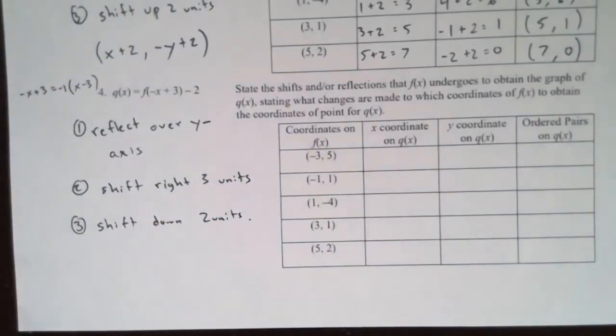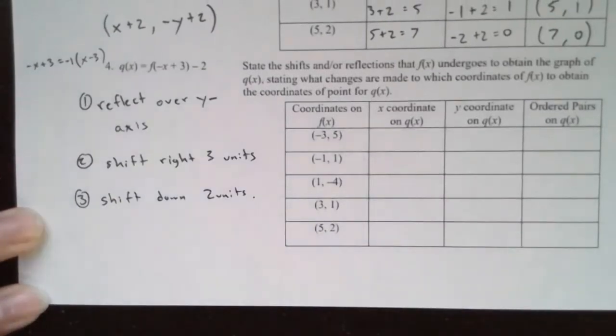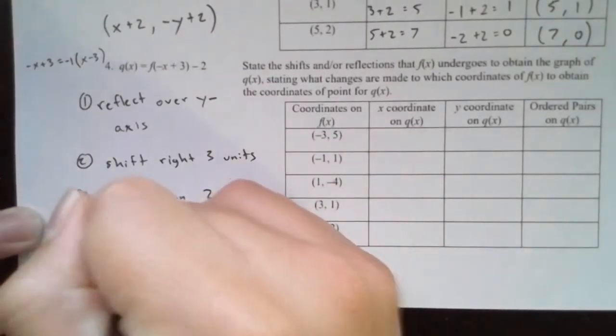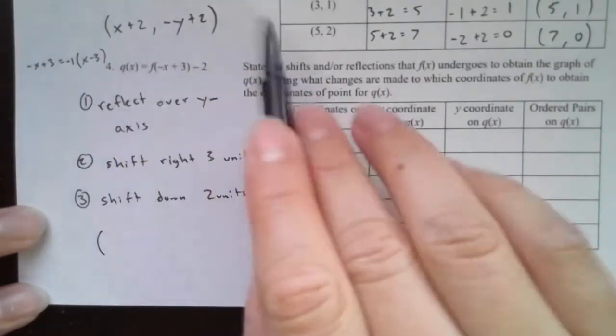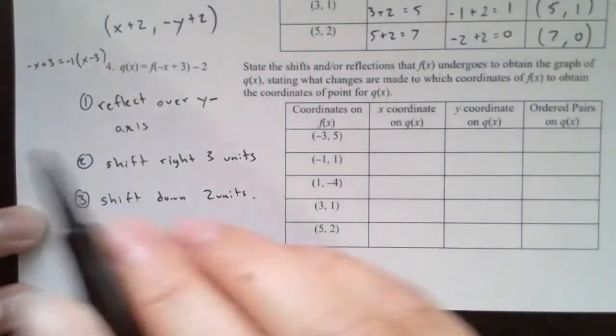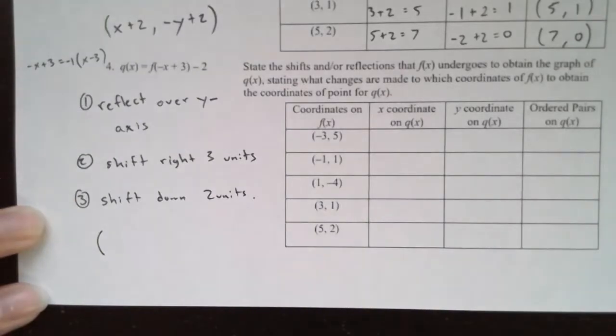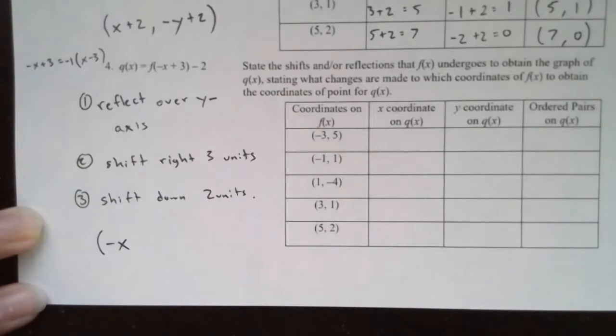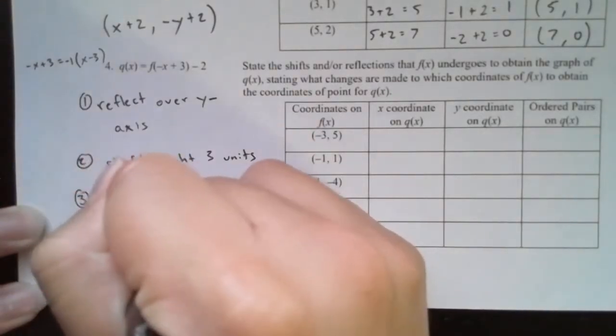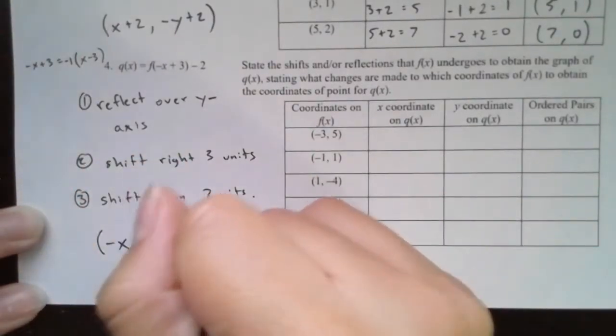Okay, and then the general formula would be, if you reflect over the y-axis, remember, just like how your y's become negative if you reflect over the x-axis, if you reflect over the y-axis, now your x's will become negative. So you have negative x, and then you shift to the right 3 units towards the positive side, so you add 3, comma, and then you shift down, so y minus 2.